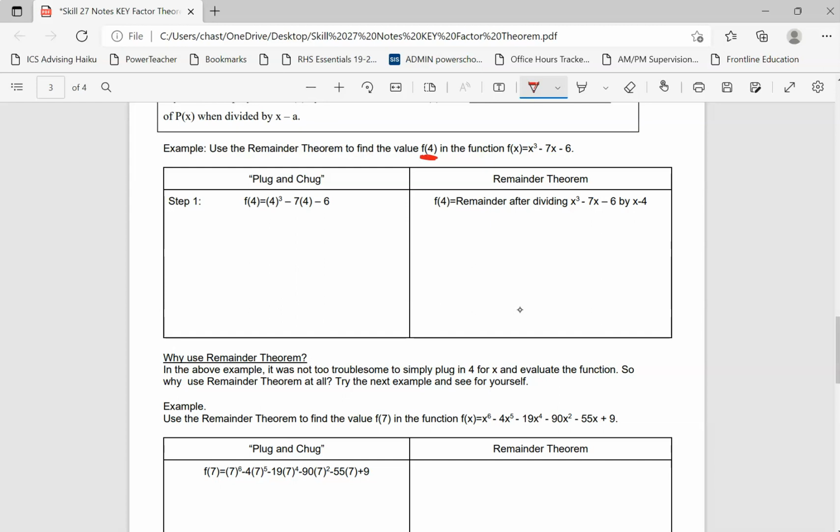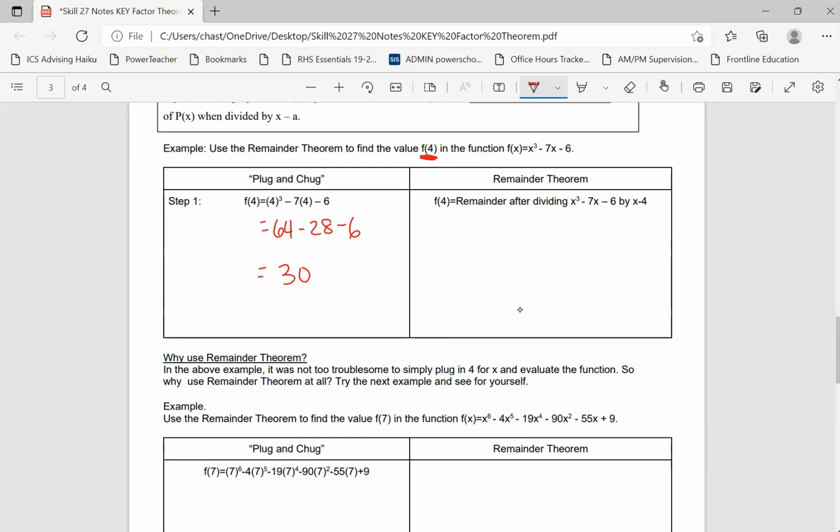Well, you could just plug it in and chug it out, as you can see here. Plugging and chugging, plugging in 4 for x's, we get 64 minus 28 minus 6. And if we do that, that gives us 30. But we can also check it with synthetic division.